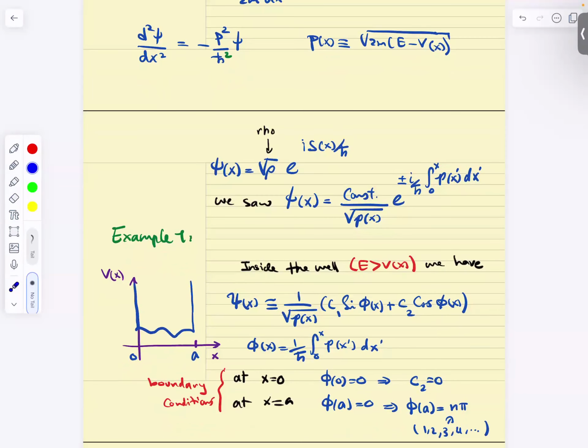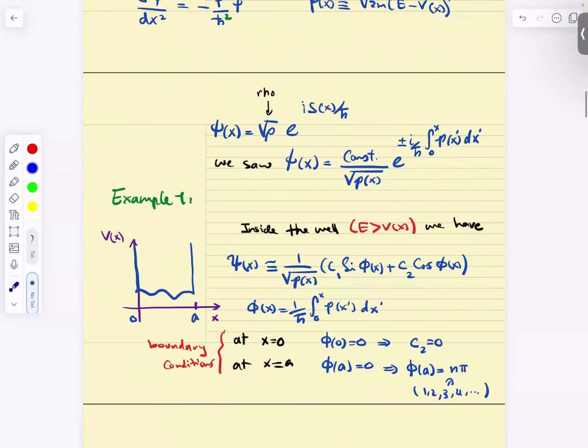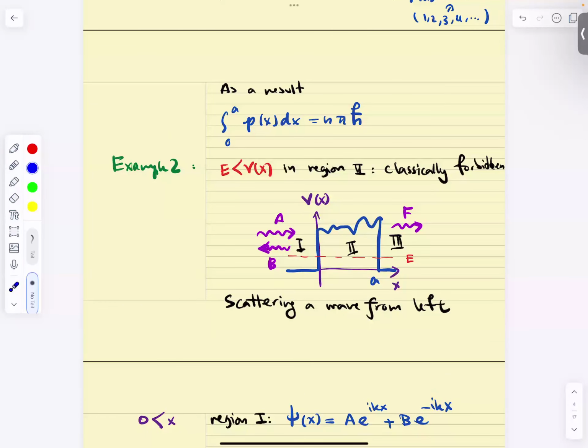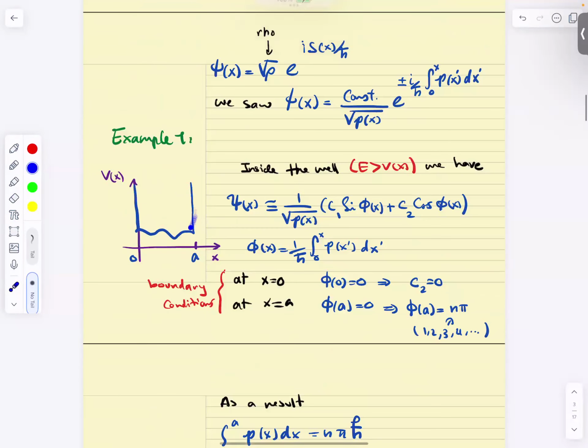So this is a very simple example, but there is a point to it. The structure I was describing had three regions: region 1, region 2, region 3. Regions 1 and 3 were classically forbidden. Region 2 was classically possible, and what we just solved for is region 2. We zoomed in on region 2 by making the potential infinite to kill regions 1 and 3. That's what we did.